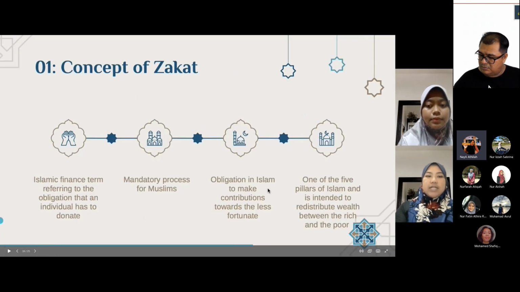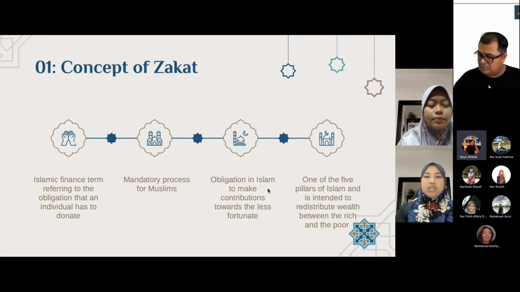So what is the concept of Zakat? First and foremost, Zakat is an Islamic finance term referring to the obligation that an individual has to donate a certain proportion of wealth each year to charitable cause. Zakat is a mandatory process for Muslims and is regarded as a form of worship. In addition to that, giving away money to the poor is said to purify yearly earnings that are over and above what is required to provide the essential needs of a person or a family.